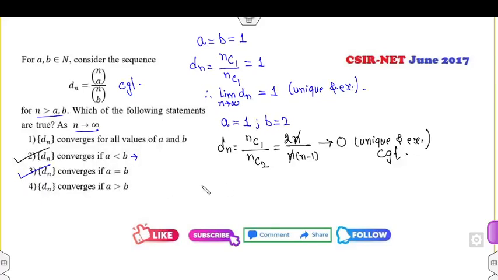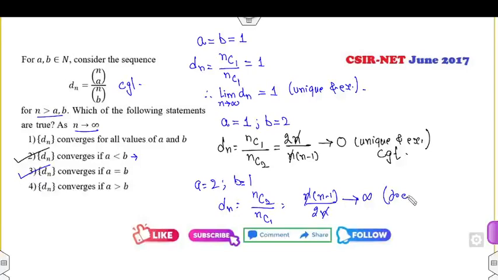Look at that, A is greater than B. I can choose A as 2, B as 1. So Dn will be NC2 over NC1, n minus 1 over 2n. So that will go to infinity. That means the limit does not exist. Once this does not exist, it means it is not convergent. It converges for some values of A and B, but clearly, whenever A is greater than B, it is not convergent. So the right answer is B and C are the correct options.